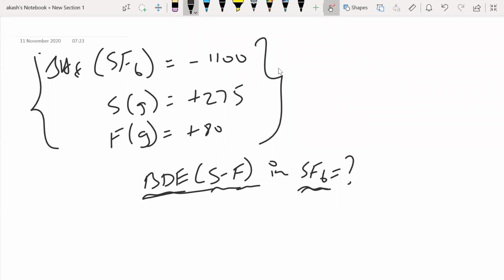Fluorine, sulfur. Correct. Fluorine and sulfur, right? So I have to convert SF6 molecule into its elements in atomic state, right? So now can you give me the equation?